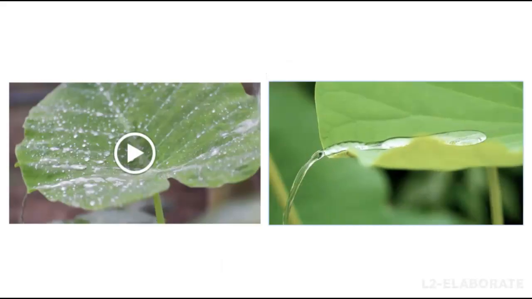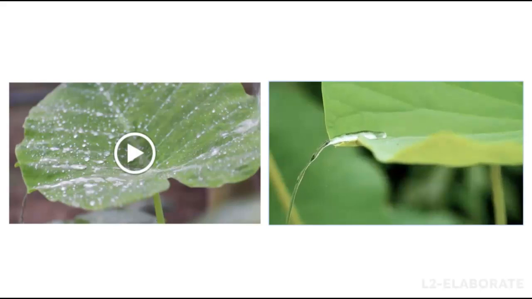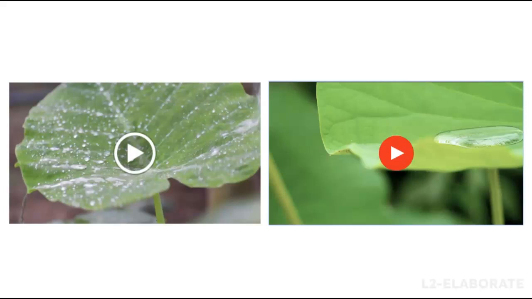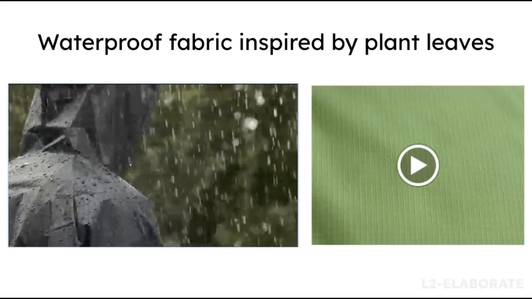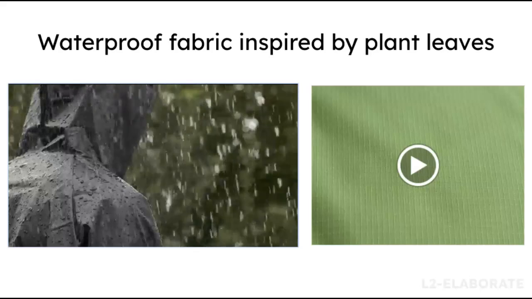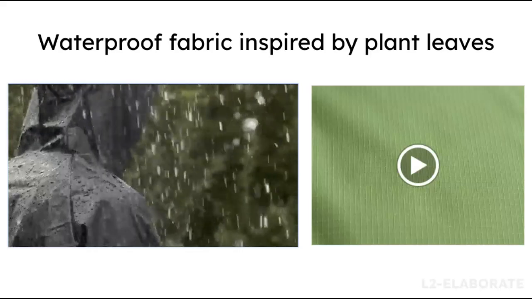For the Elaborate portion, you'll remind students of the anchoring phenomenon that plants are problem solvers. You'll show students the clips of leaves repelling water and ask questions about what they see and how this could solve a problem. You'll then show students the clips of fabric repelling water and explain that people have mimicked the waxy, smooth texture of leaves to create waterproof clothing.